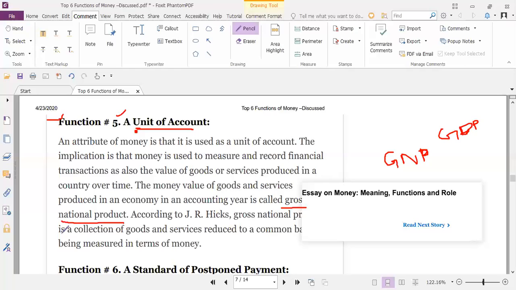So the money value of goods and services produced in an economy in an accounting year is called GNP, that is gross national product. So under GNP, again, national income. Right now, how do we calculate this national income? We go for the money value of goods and services. So the value of goods and services is calculated on the basis of its money value, and this is how we calculate the national income of a country. This is very important.